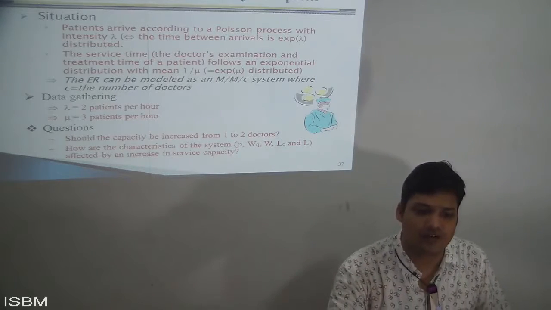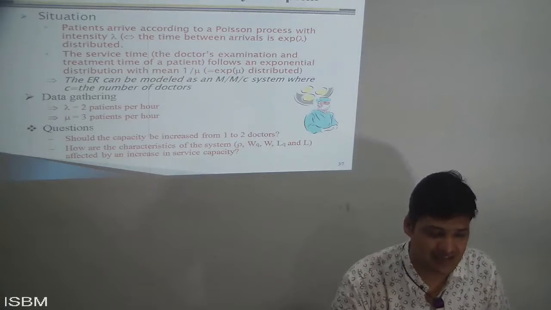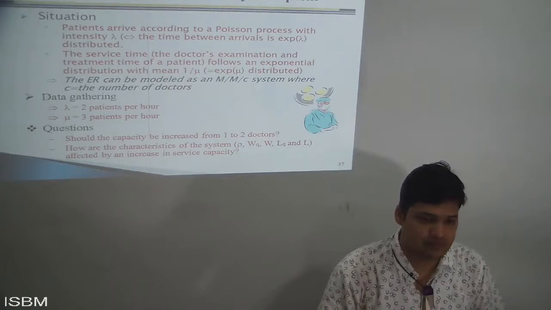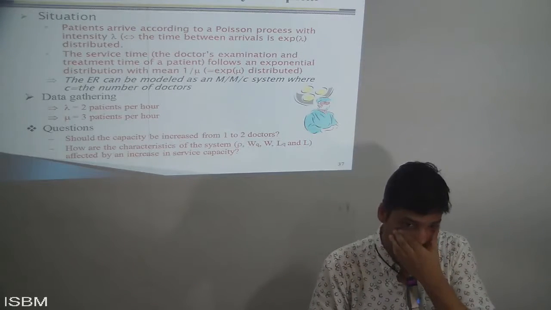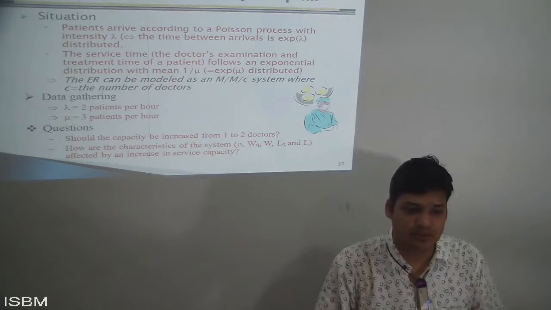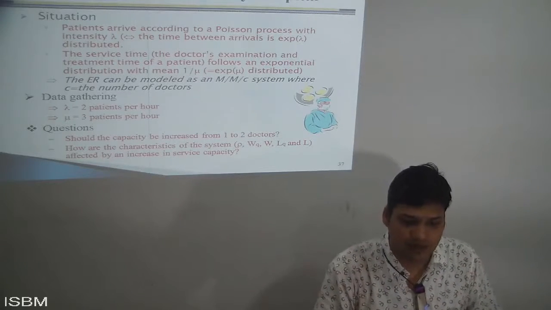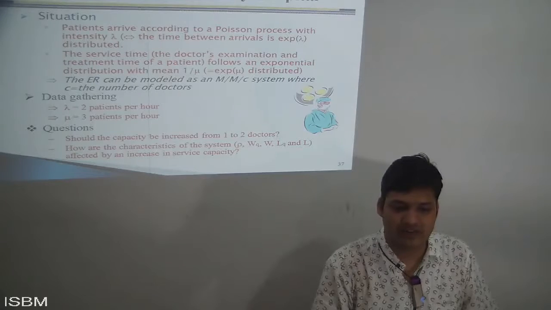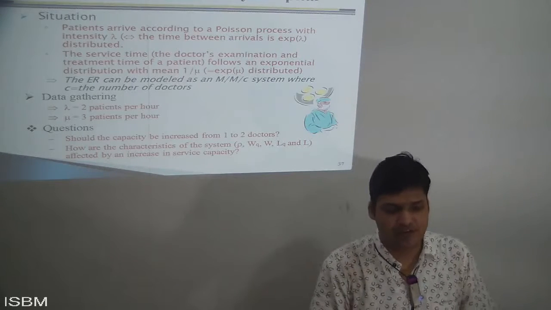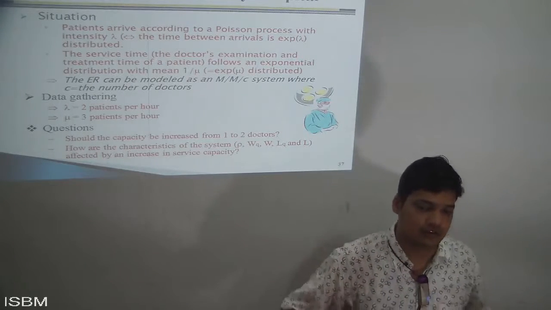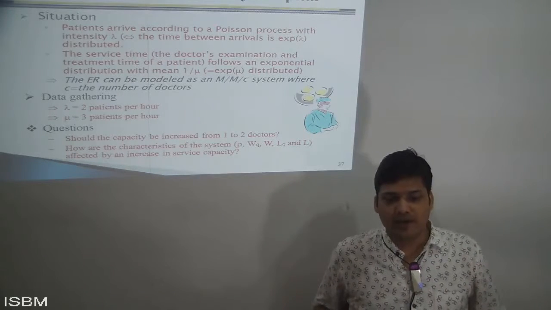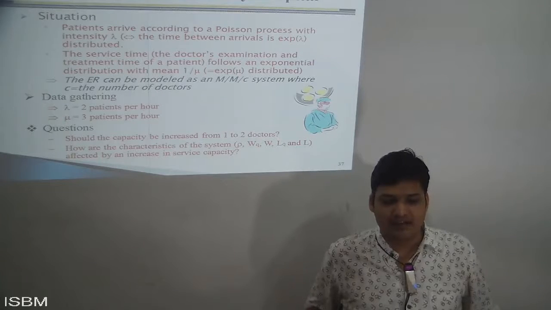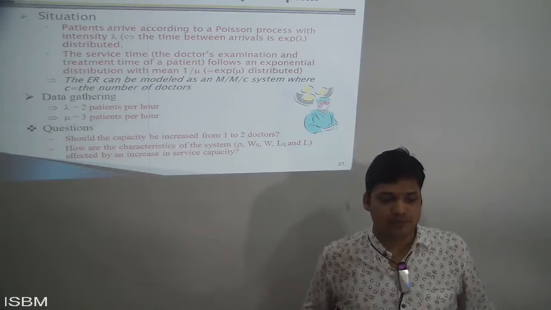Then the ER of a county hospital. It's an example. Suppose patients arrive according to a Poisson process with intensity lambda. The time between arrivals is exponentially distributed. The service time, which here is the doctor's examination and treatment time for the patient, follows an exponential distribution with mean 1 by mu, where mu is the service rate.